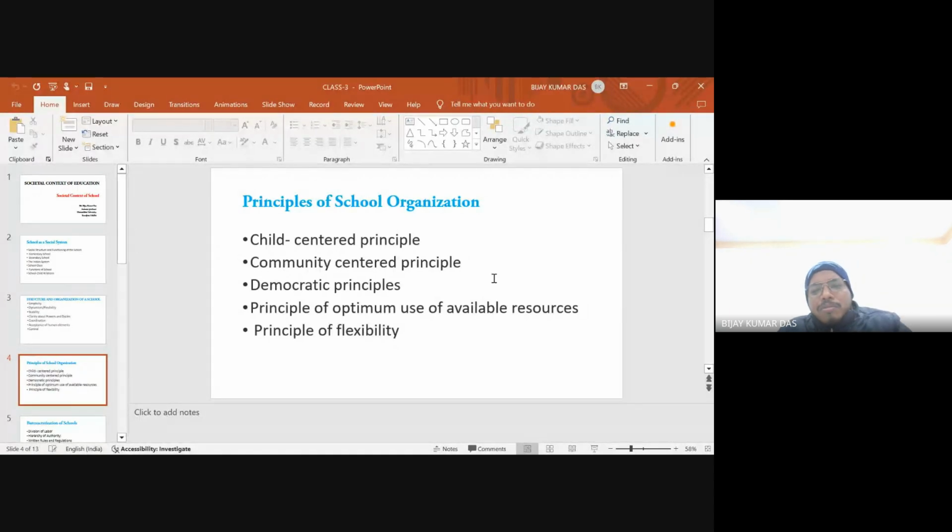And another thing school organization always says is the maximum utilization of available resources. It may be infrastructural resources, it may be your human resources, it may be your teaching learning materials, or any resources, financial resources, isn't it? So, how adequately, as teachers, are you using the available resources for the betterment of the school?